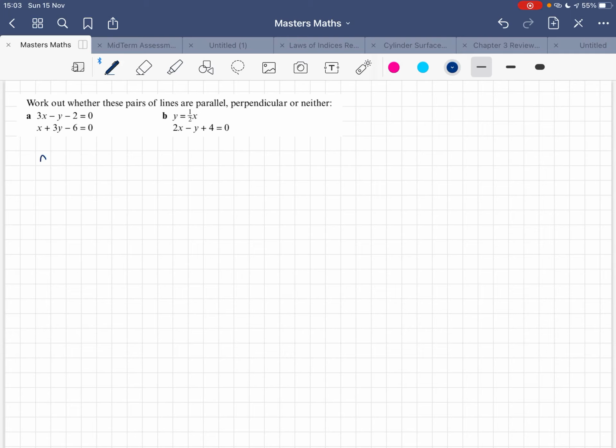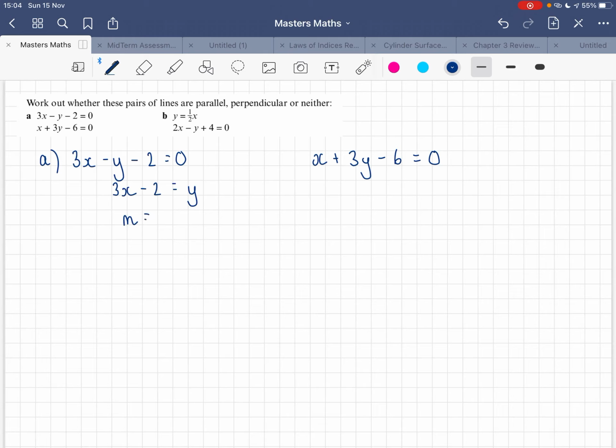So if we do A first, we have 3x minus y minus 2 equals 0. And we have x plus 3y minus 6 is equal to 0 as well. We need to rearrange them into y equals mx plus c. The first one's nice and easy. I just need to add y over. So I have 3x minus 2 is equal to y.